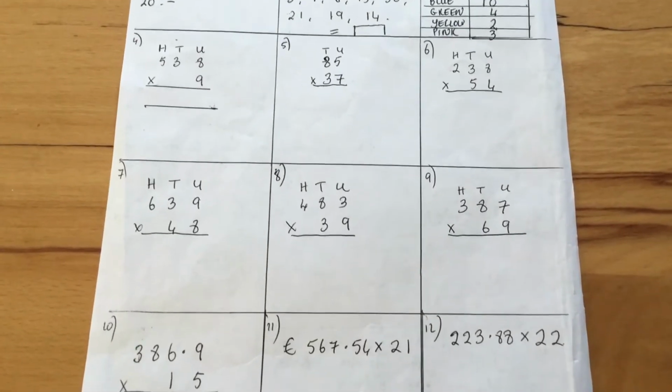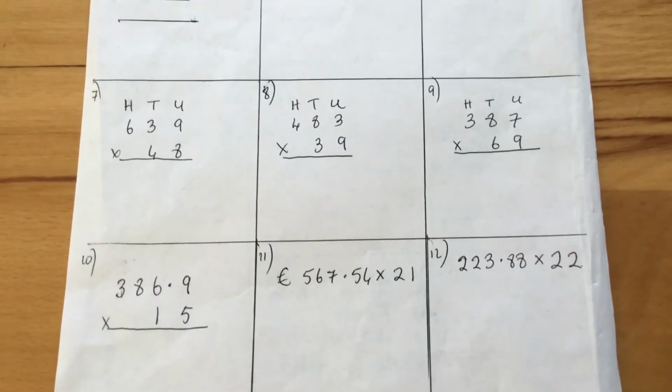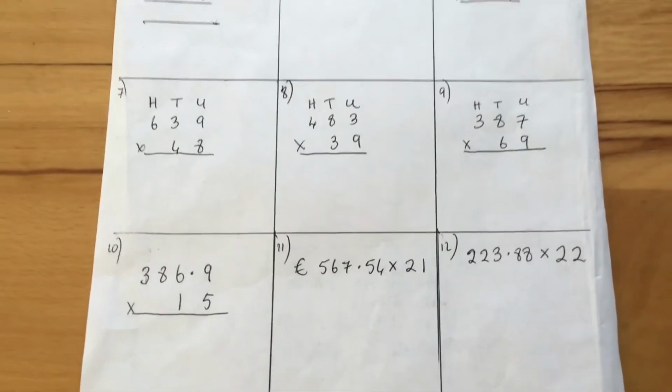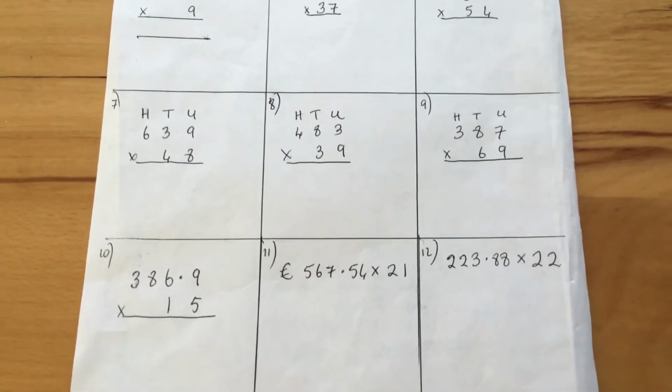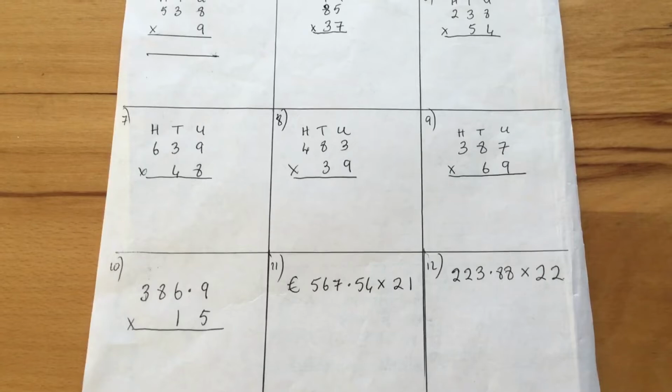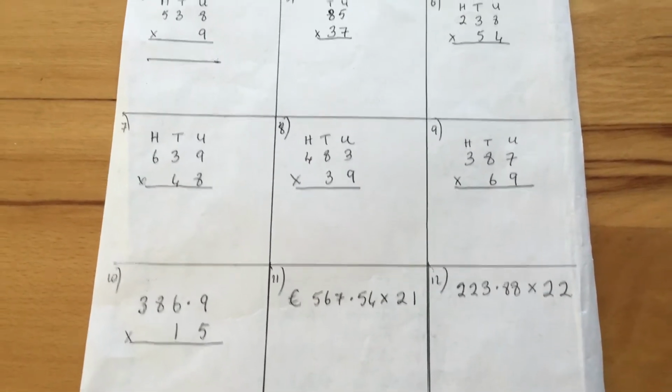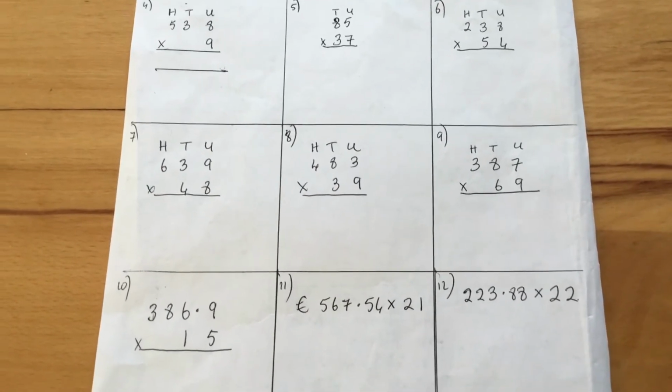But of course, when you come to your answer, when you add your first line and your second line together and arrive at your answer, you must then remember the rule for decimal points. The number of decimal points in the question is exactly the same for the answer.